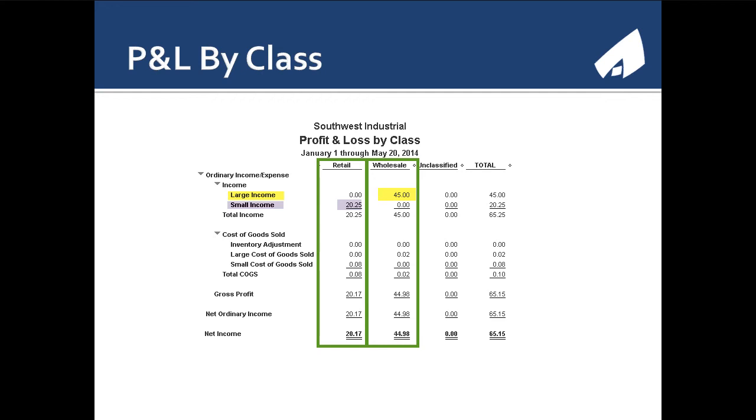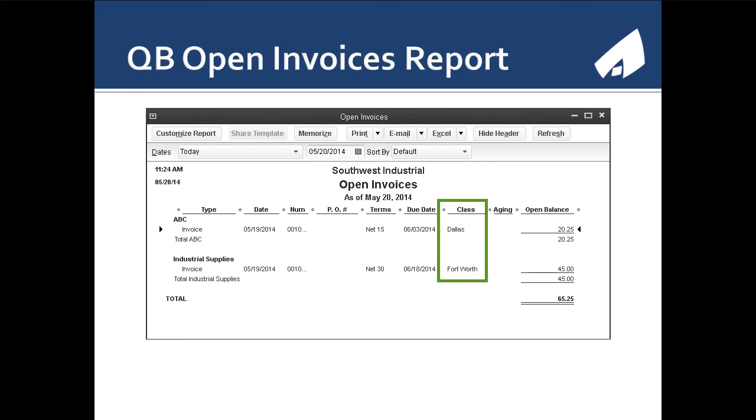Now the next slide here is another report. It's the open invoices report. On the previous slide we saw that the columns were related to the customer type and the rows were related to the product class. But as you probably noticed, I set a class to the branch. Here you can see, since that's at the header level, that the branch Dallas is linked to this class Dallas. So when I look at the invoice for ABC on the first row there, I can see that it fell under the class Dallas, and the second customer, Industrial Supplies, fell under the Fort Worth class.